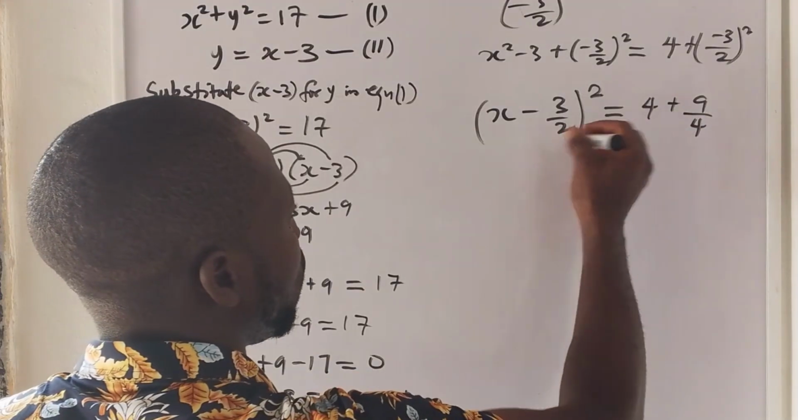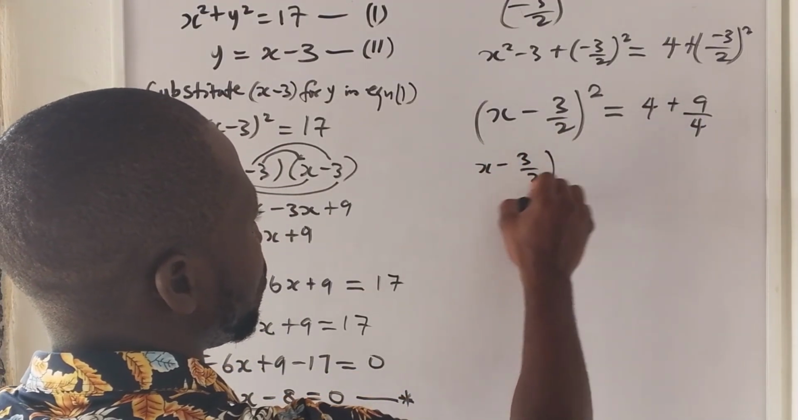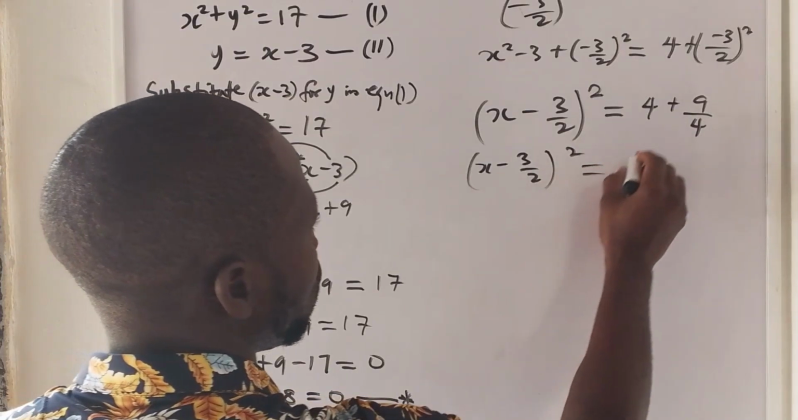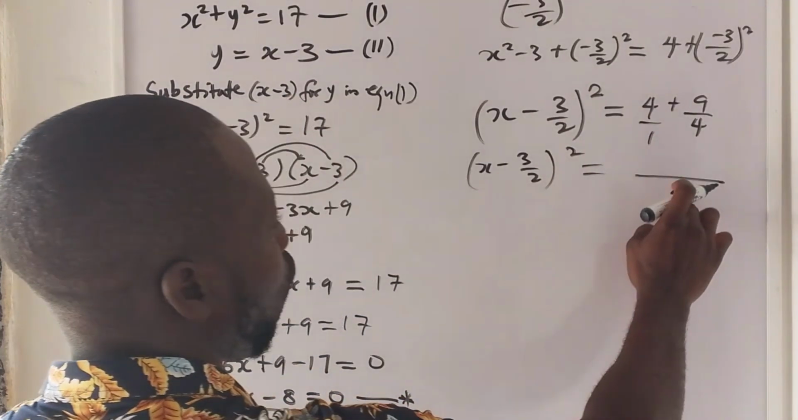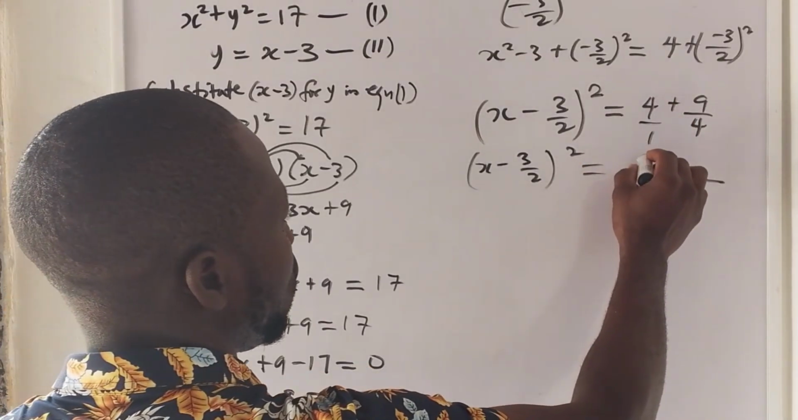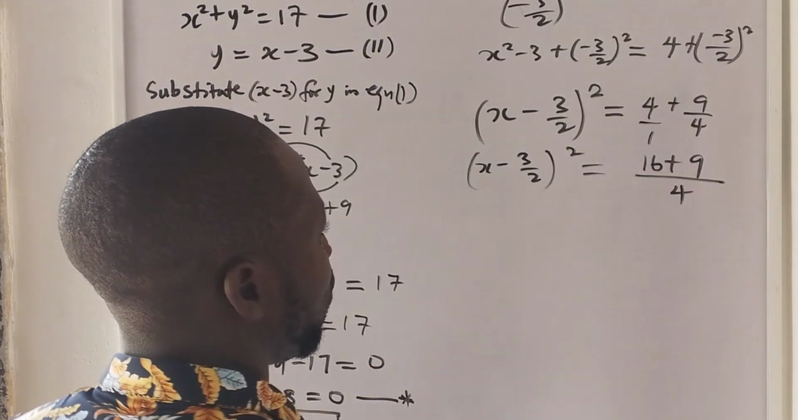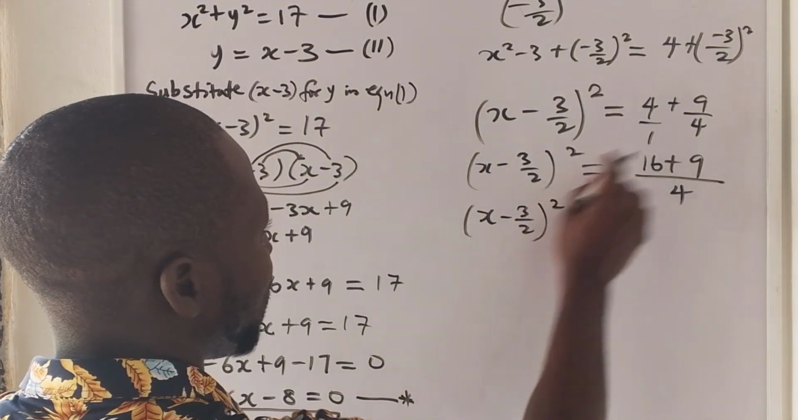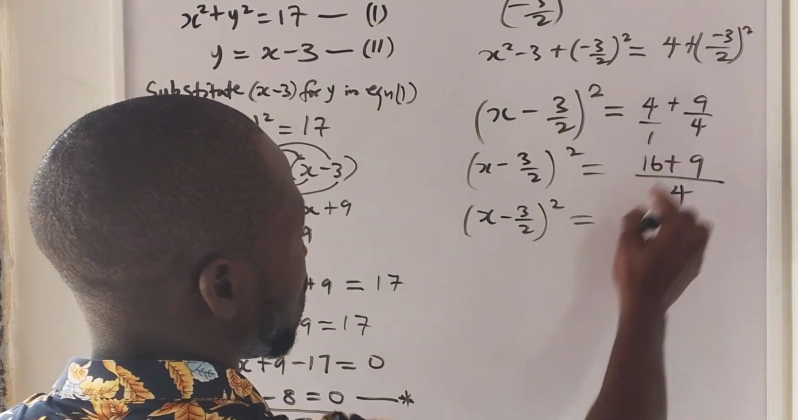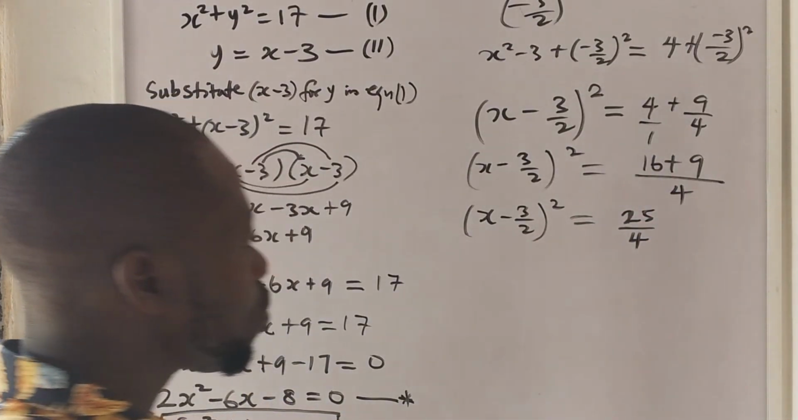So now we will do x minus 3 over 2 squared is equal to 4 over 1 plus 9 over 4. Find the LCM here, which is 4. 1 in 4, 4. 4 times 4, 16, plus 4 in 4, 1, 1 times 9, 9. All right. So we still have x minus 3 over 2 squared. I'm taking care of the right hand side first. It's equal to 16 plus 9, 25 over 4.